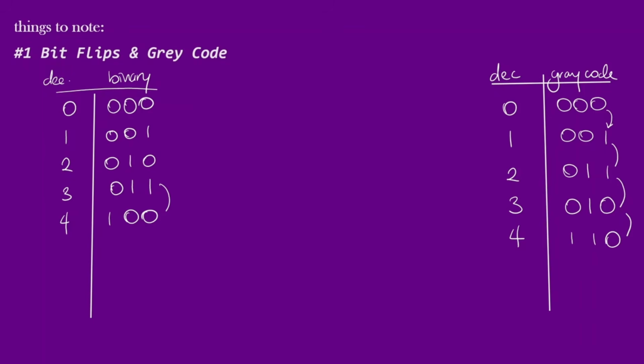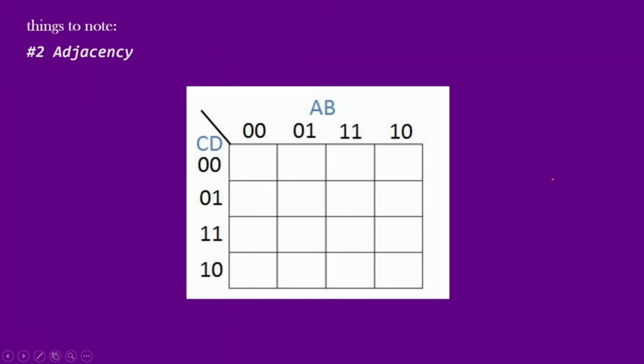So when dealing with Karnaugh Maps, we won't list binary numbers the way we're used to. We'll have to use gray code because this bit flip, ensuring we have a maximum of 1 flip when going from one number to another, is going to prove very important as we carry on in solving problems. The second one is adjacency.